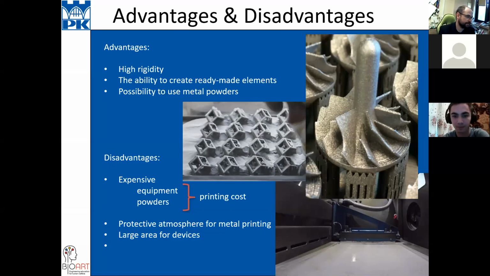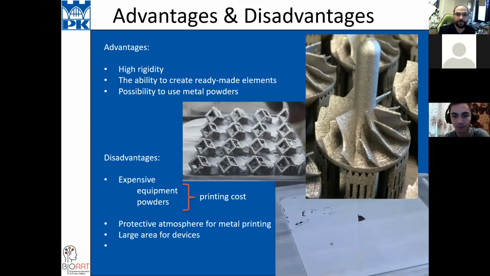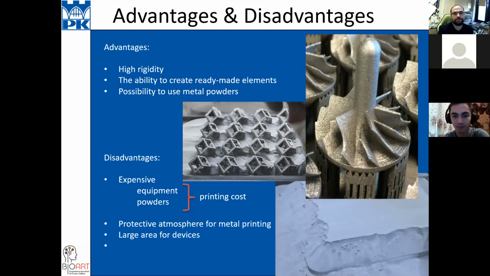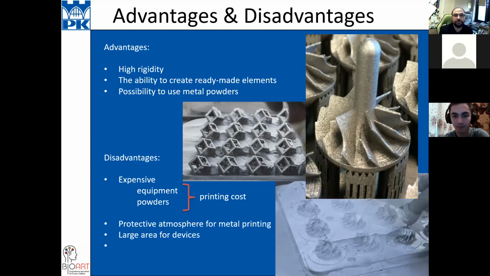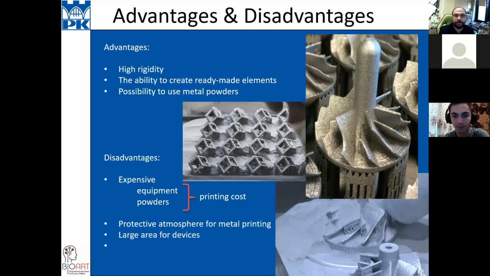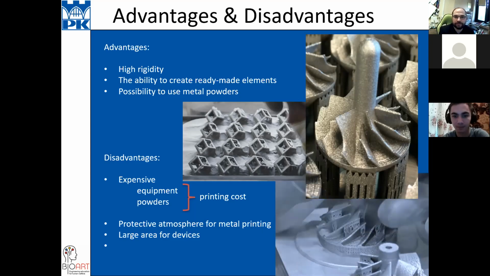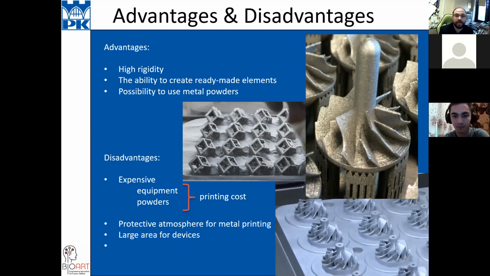The printers, the equipment, are also very expensive, because they use very high power lasers. The chamber, in most cases, must be a closed chamber, but also you must use a protective atmosphere. When you print something from, for example, austenitic stainless steel, you must use a protective atmosphere.